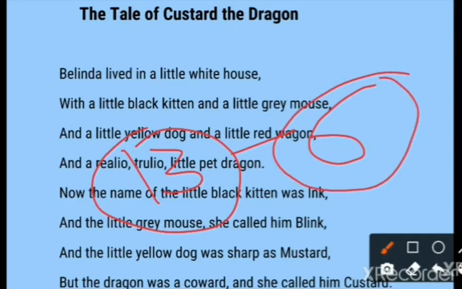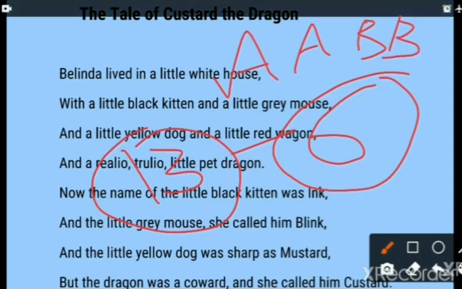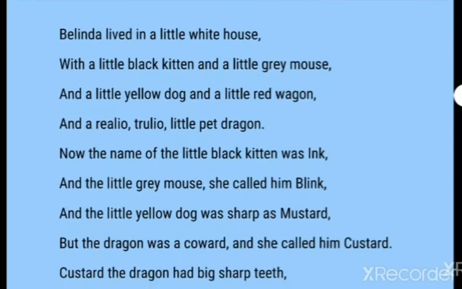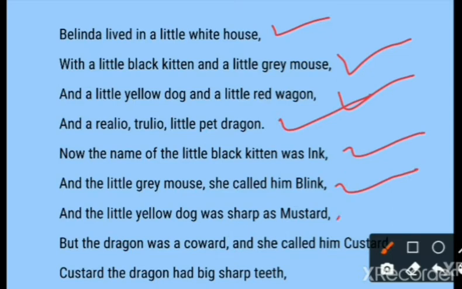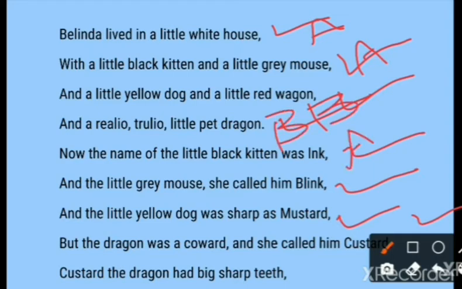As far as the rhyme scheme of this poem is concerned, the rhyme scheme of this poem is AABB. We can find it like this: house, mouse, wagon, dragon. Again, ink, blink, mustard, custard. So this is AABB, and you can find it in every stanza.